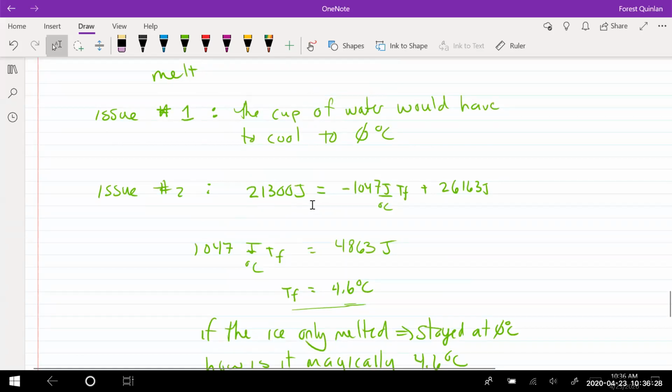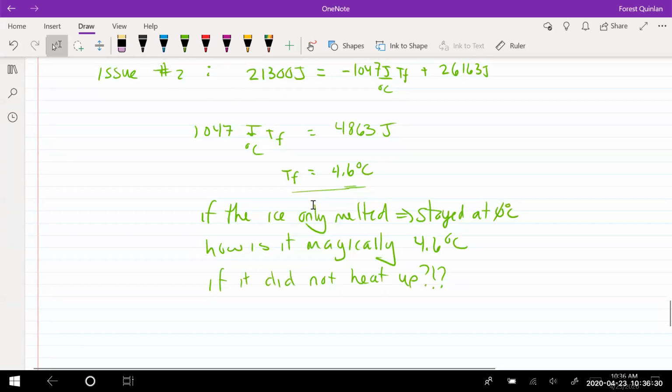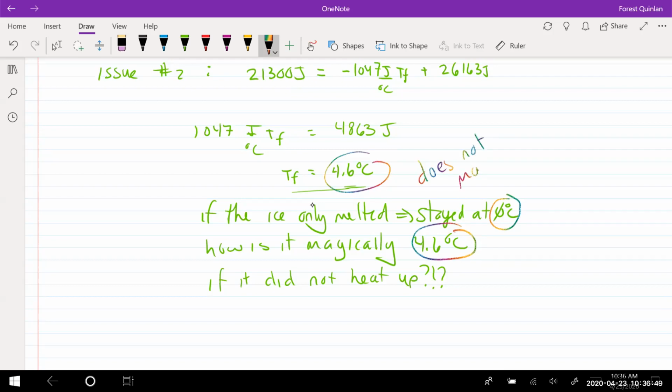Well, if we do that, we find that while the ice should have stayed at 0 degrees, right? If the ice stayed at 0 degrees here, then our water would have to be at 0 degrees, but it's not, right? It's not matching up. That would be your first clue that, hey, something is weird here. Something is wrong because it doesn't match up.